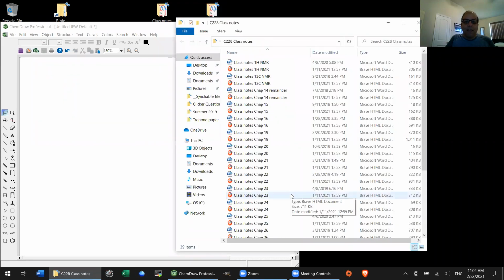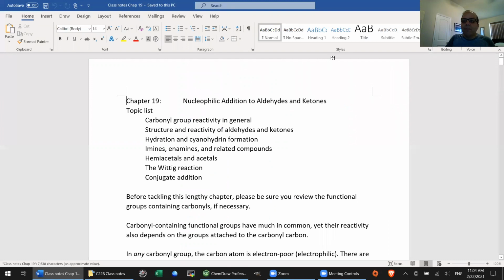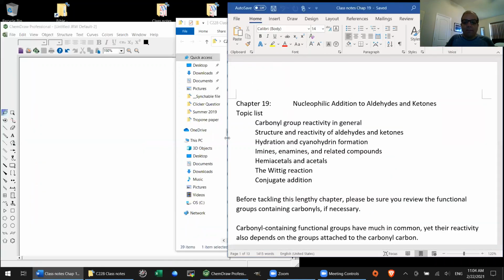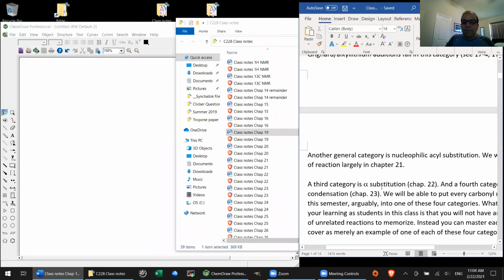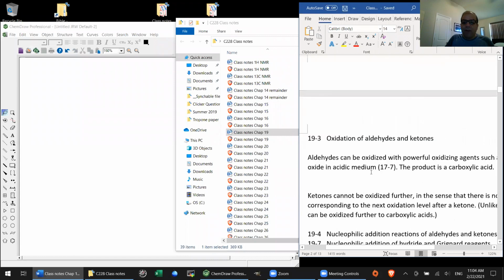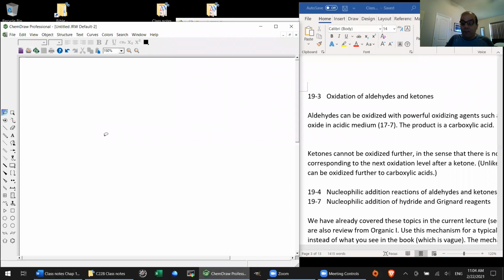let me just open up your class notes. On chapter 19, just so I can show you some things are already there in terms of mechanisms. Since they're already there, I will feel free not to put them there on ChemDraw. We were through here preparing, oxidation, we did that. Good. So since we're starting in on nucleophilic addition reactions, we already know some of these.